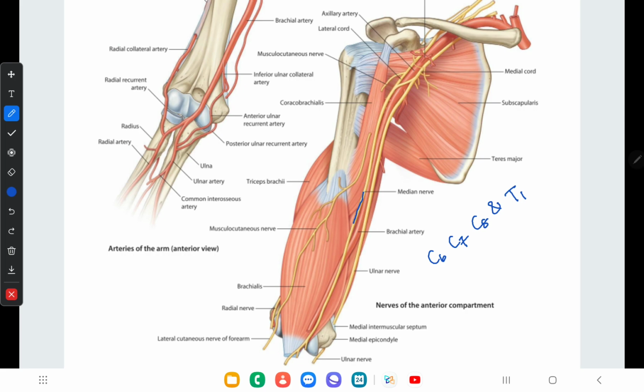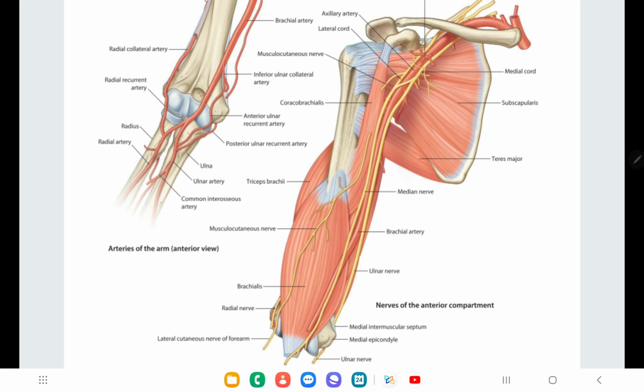Then the median nerve crosses the brachial artery. Here you can see it crosses the brachial artery at the mid arm level, the mid humerus. Then it goes medial to the brachial artery. The median nerve crosses from lateral to medial to the brachial artery. At which level? Mid-arm or mid-humerus. The median nerve has no branches which arise at the level of the arm. Then it goes to the forearm.